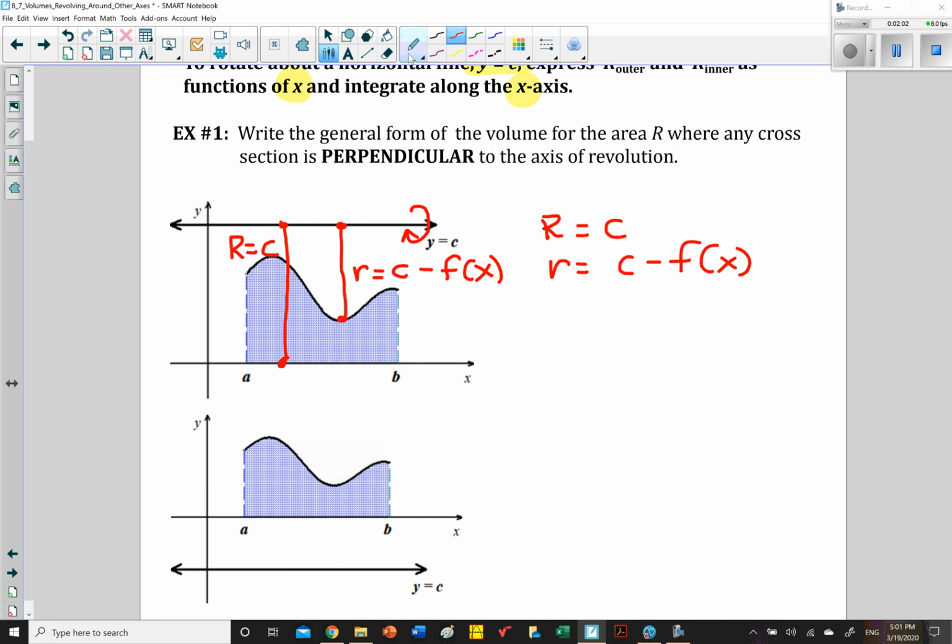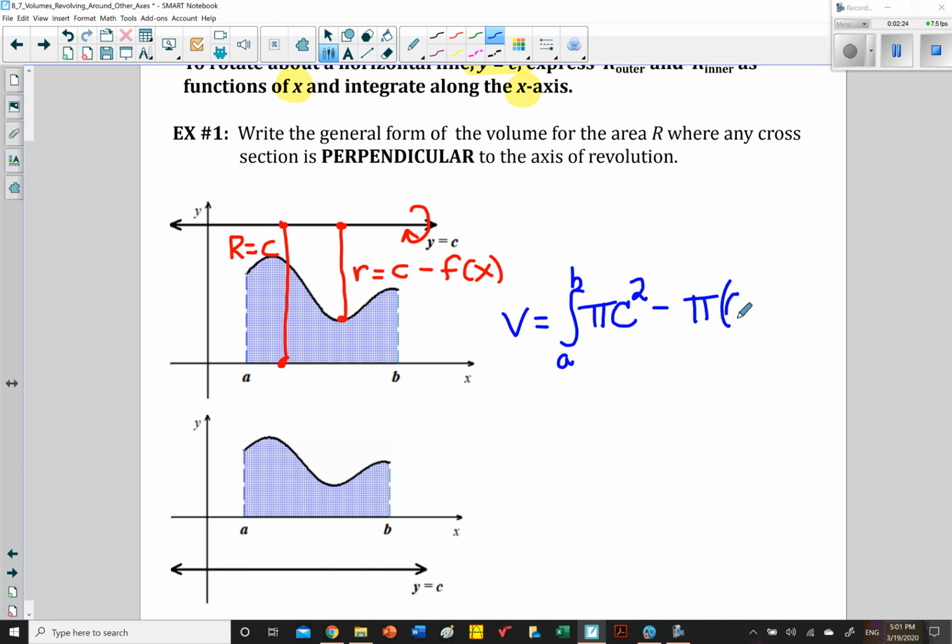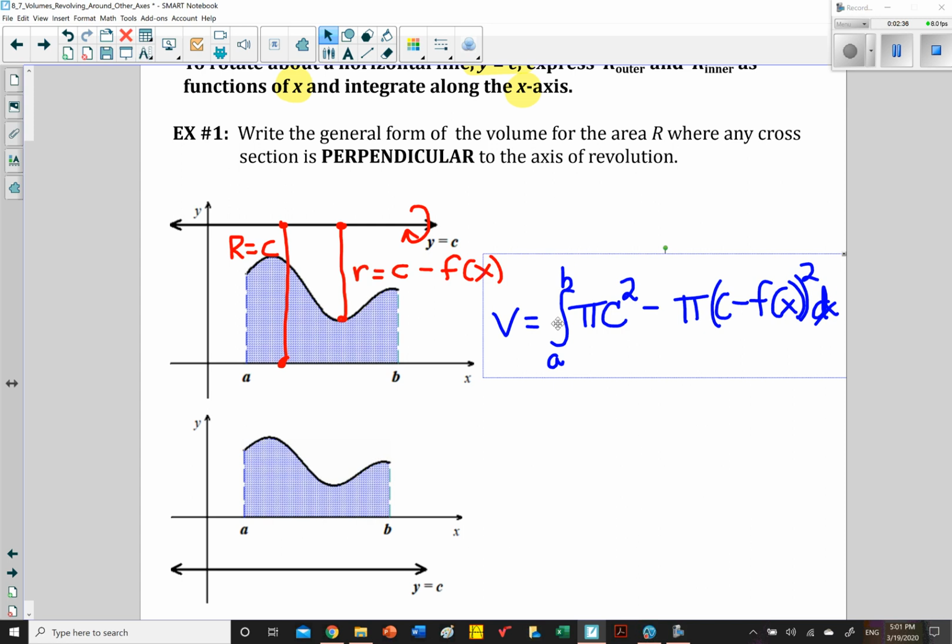Actually, let's use the space out here to write our volume formula instead of rewriting that again. Okay, so our volume formula would be from A to B, pi, capital R squared minus pi, baby r squared, in terms of x.